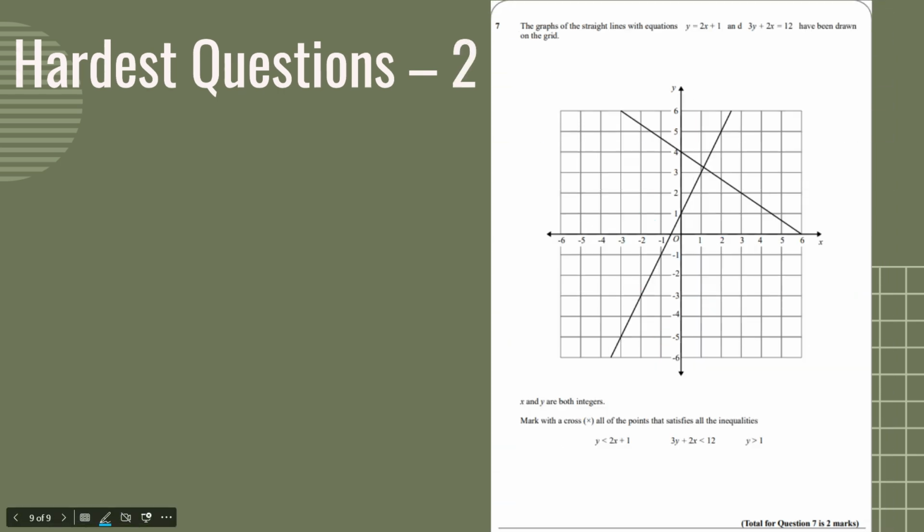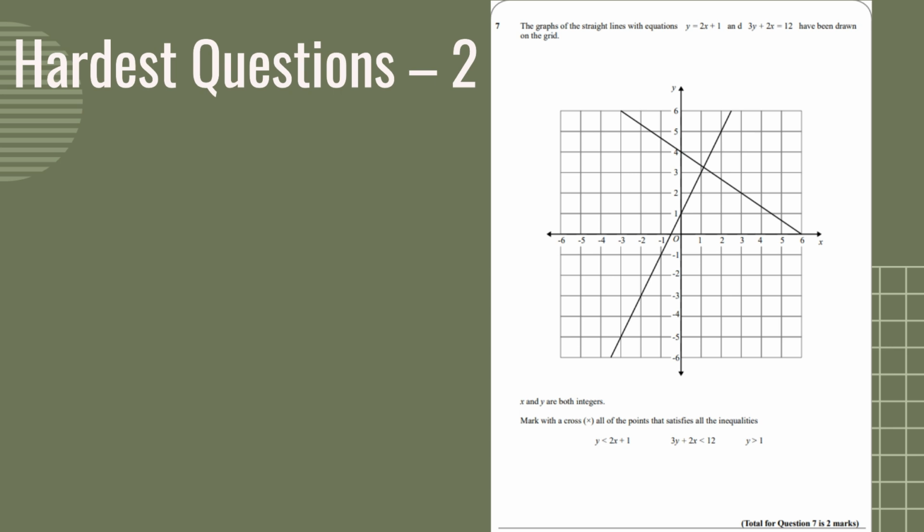Here is another exam question for you to have a go at. Have a go, pause the video, and unpause when you've done. So, the graphs of straight lines with the equations y equals 2x plus 1 and 3y plus 2x equals 12 have been drawn on the grid. x and y are both integers. Mark with crosses all the points that satisfy all the inequalities. Our inequalities are y is less than 2x plus 1, 3y plus 2x is less than 12, and y is greater than 1.